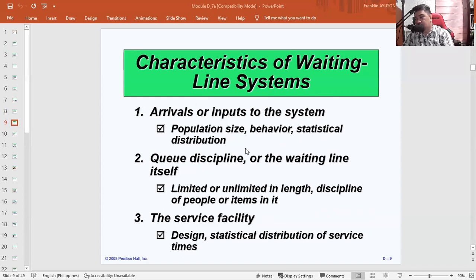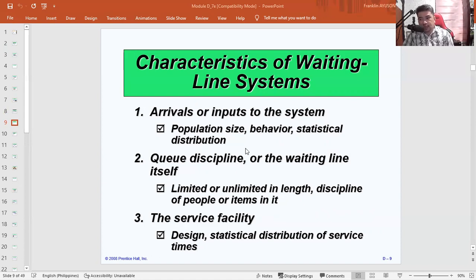For example, kung umulan, paano? Okay, kung umaraw, paano? Kung umulan, umaraw, paano? Okay, another characteristic of the waiting line are the queuing discipline or the waiting line itself.